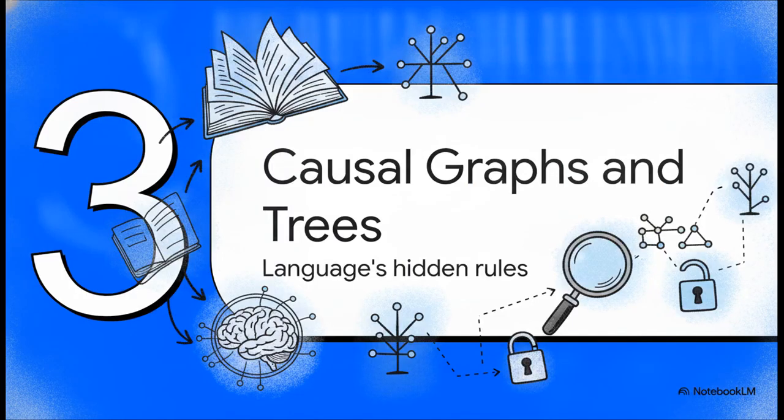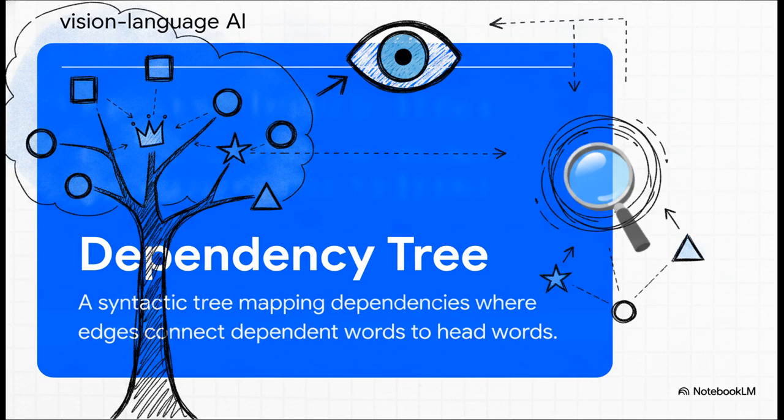Which brings us to Section 3, causal graphs and trees, the hidden architecture of language. So, how do you actually feed that instruction manual into a neural network? Well, instead of forcing the AI to predict words in a strict left-to-right English reading order, the researchers use a dependency parser. This parser automatically maps out the sentence into a dependency tree, showing exactly which words depend on each other structurally. The noun is the parent, the adjective is the child. It reveals the true hidden skeleton of the sentence.